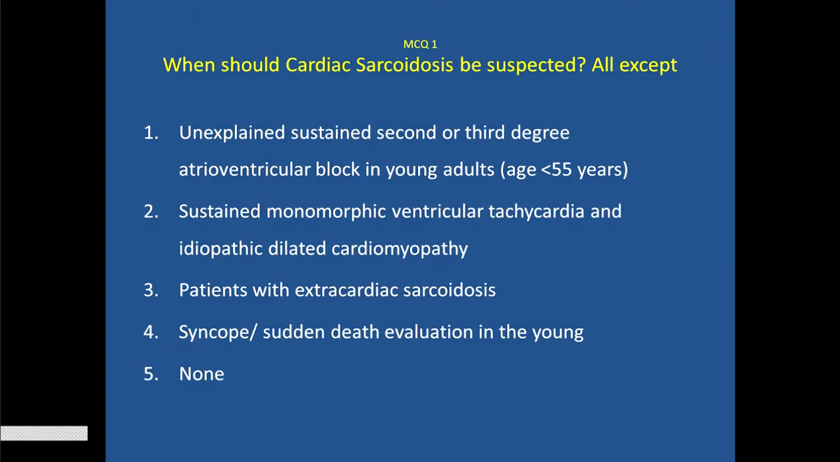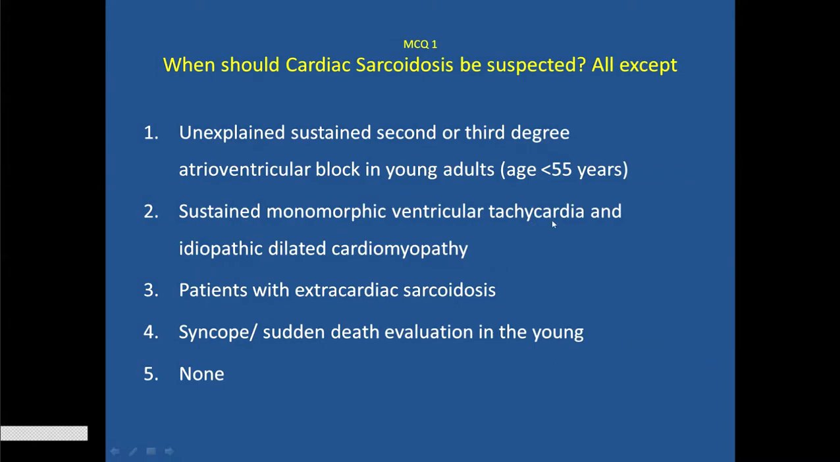So when should cardiac sarcoid be suspected? This is for information, as a workup of wide QRS. Unexplained syncope, and especially unexplained sustained second or third degree AV block in young adults, less than 55 years. Don't just go and put a pacemaker. There's no fun in putting a pacemaker when the underlying etiology is something else. You could as well give them steroids, give them a better life.